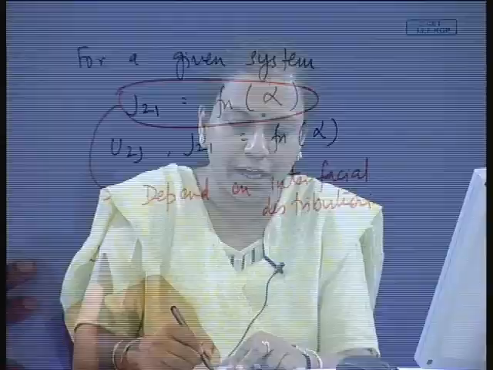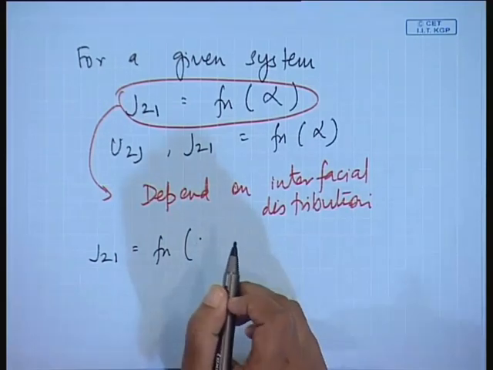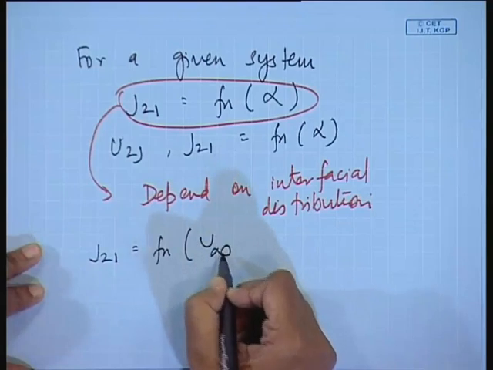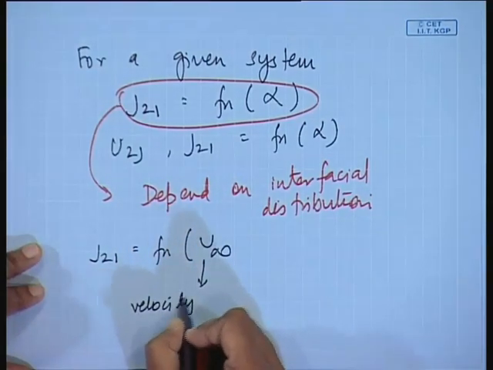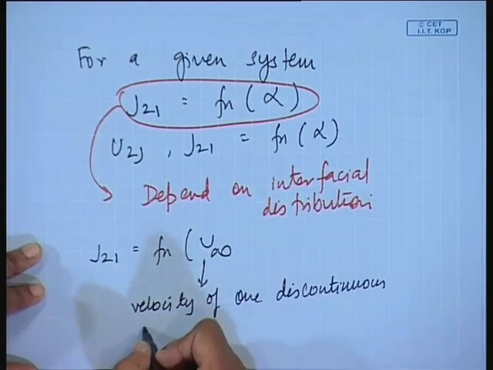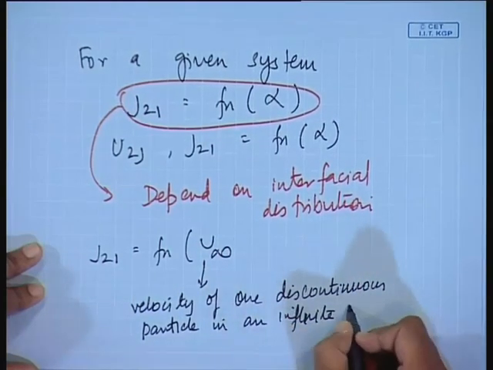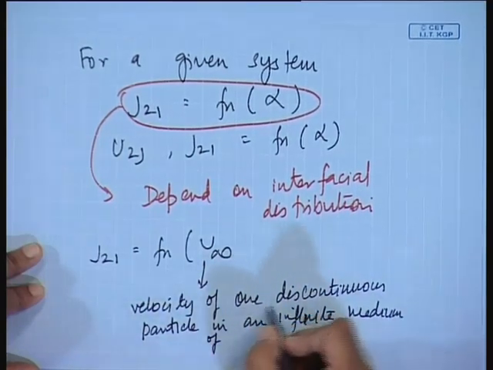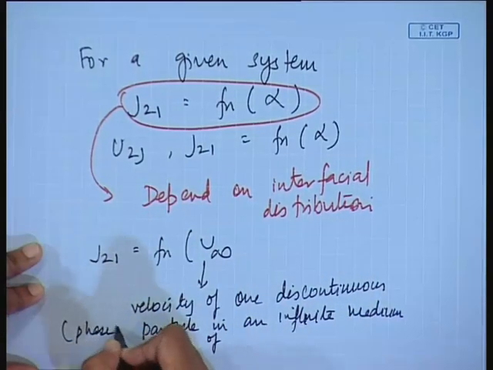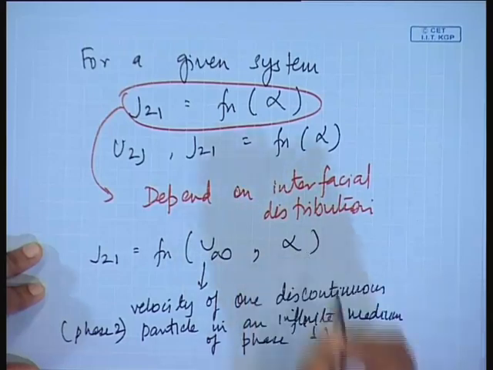But in general, with a lot of experiments, what have people found? People have found that J21 usually depends upon two things. One is the velocity of a single discontinuous particle, say, in bubbly flow, one bubble: the velocity of one discontinuous particle of phase 2 in an infinite medium of phase 1, with phase 2 discontinuous and phase 1 continuous. And it also depends upon alpha.